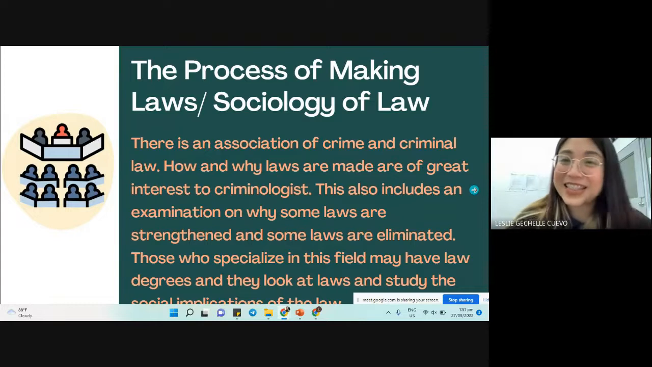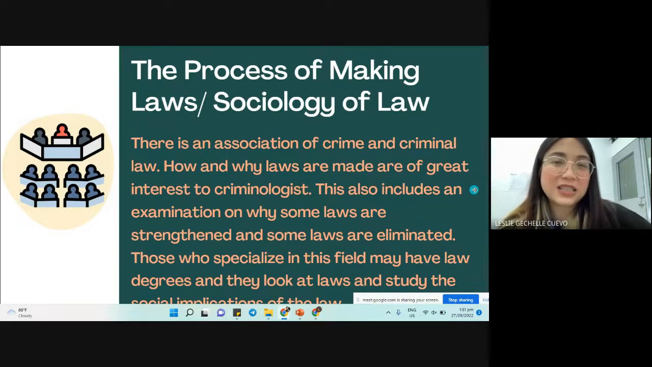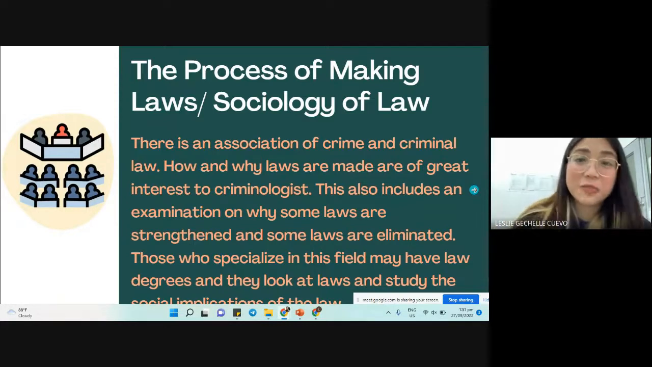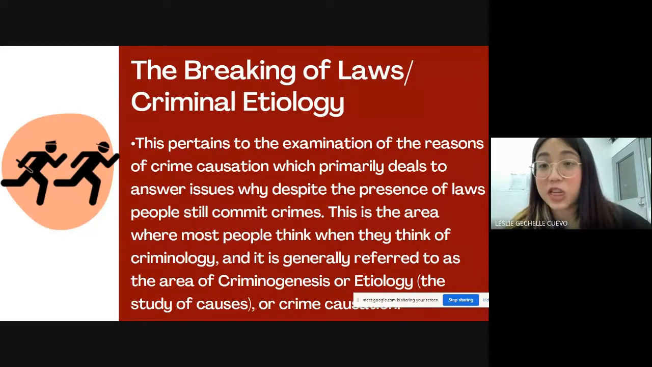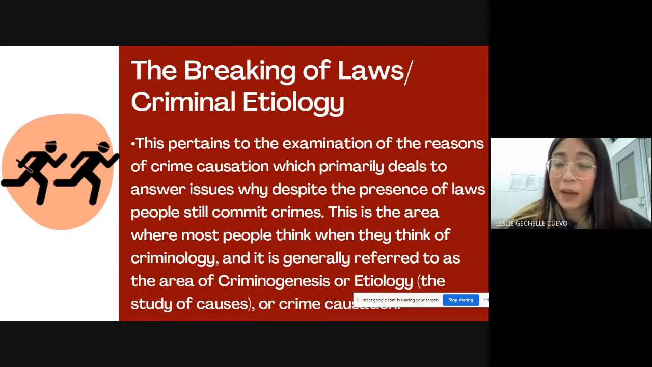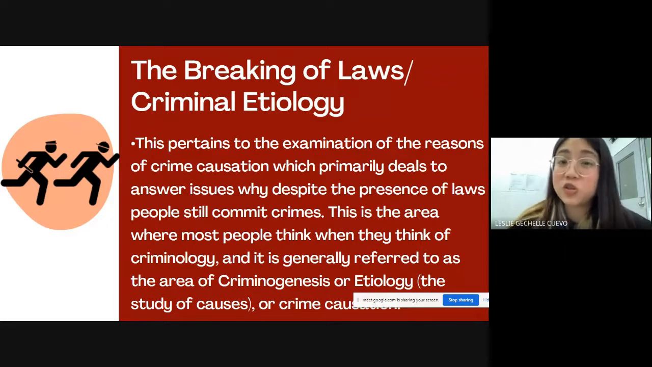So, anyway, next is the breaking of laws. Kanina, sabi natin, ang batas, yun, yung process of making laws. But now, we will discuss breaking of laws or criminal etiology. This pertains to the examination of the reasons of crime causation. Bakit nagkakaroon ng krimen? So, technically, nagkakaroon ng krimen kapag may batas na nalabag. Paano kung walang batas? O di walang krimen. There is no crime if there is no law punishing it.